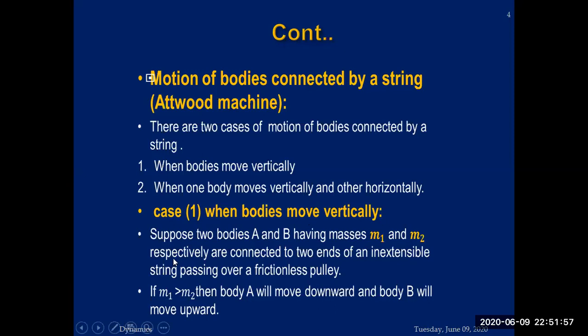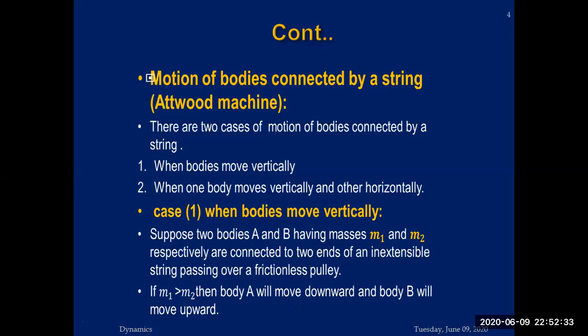We will discuss the first case, when the body moves vertically. Suppose two bodies A and B, having masses M1 and M2 respectively, are connected to two ends of an inextensible string passing over a frictionless pulley. If M1 is greater than M2, then body A will move downward and body B will move upward. If both masses are the same, both will apply force of the same magnitude. One will be action, the other reaction, so they will be at rest. So what is the possibility?